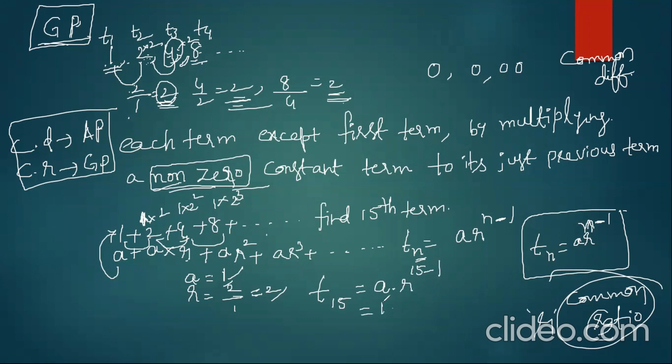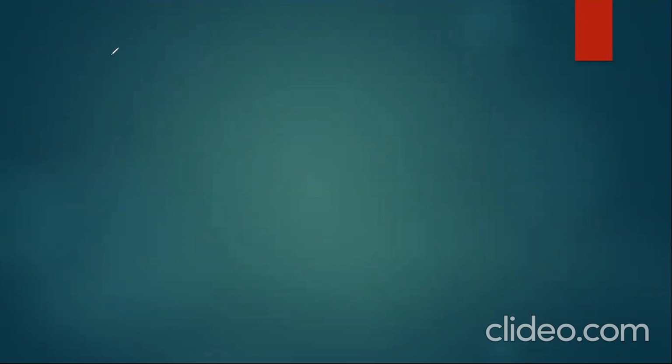A is equal to 1 into R is how much? 2 to the power of 15 minus 1. That is 2 to the power of 14. So, 2 to the power of 14 is our 15th term of the given series. Understood? Now, in the same way, I am going to find.